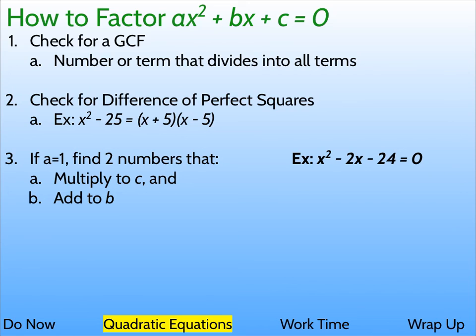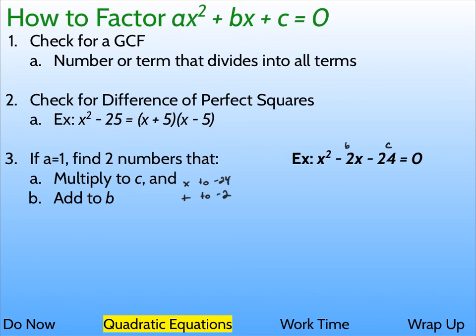And then, this is the one we're probably going to see most often, as long as a equals 1. So essentially if a is 1 right here, what that really means is we're just not writing it. It's just x squared plus bx plus c. That's a very common one of what you're going to see. So with this, you want to find 2 numbers that multiply to c and add up to b. So in our term over here, our c is negative 24 and our b is negative 2. So we want numbers that multiply to negative 24 and add to negative 2.